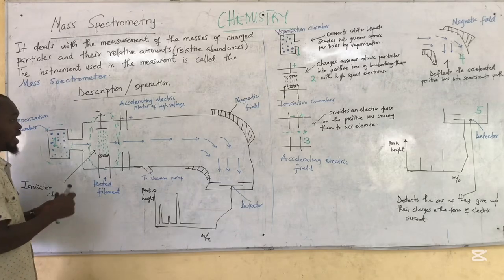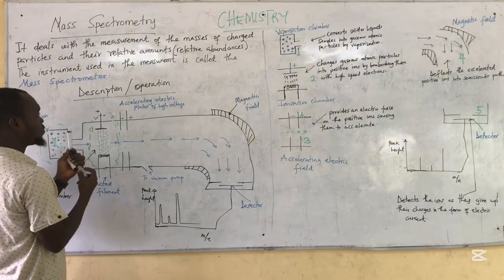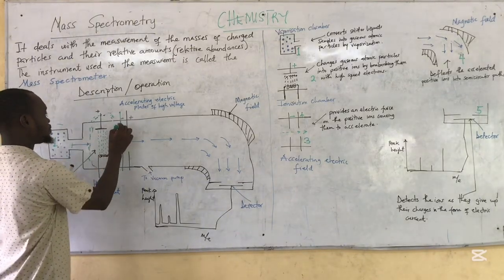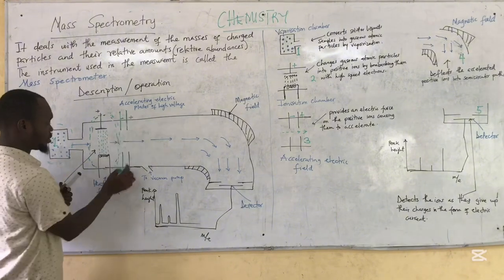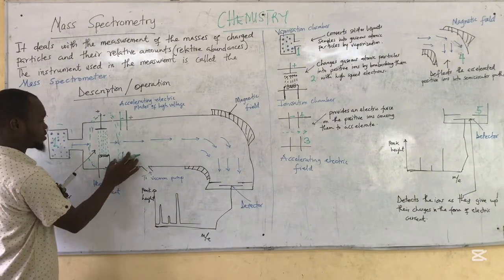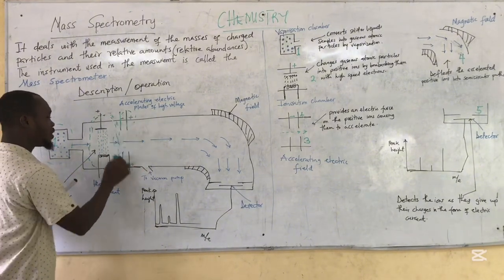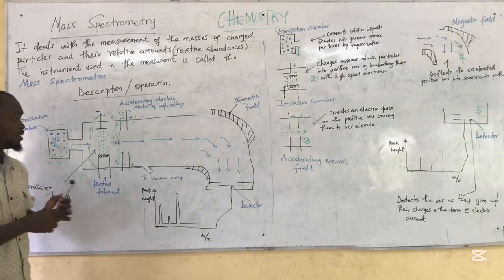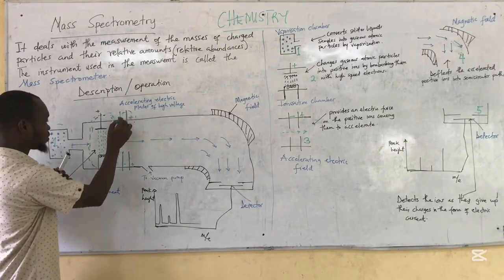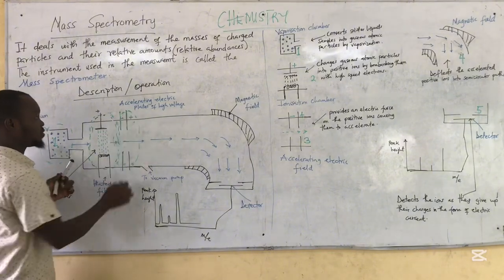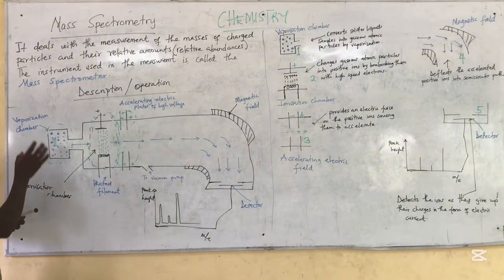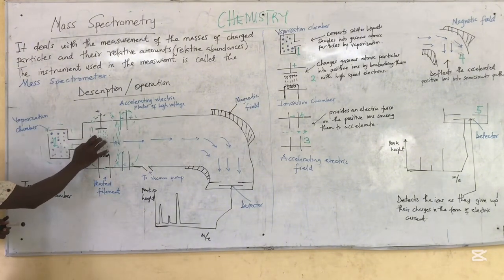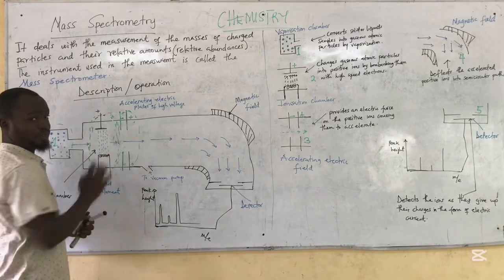After the ionization chamber, I have two electric plates here, one negative and one positive, which form what we call the electric field. That is the third essential feature. So we have the vaporization chamber, the ionization chamber, and the electric field.